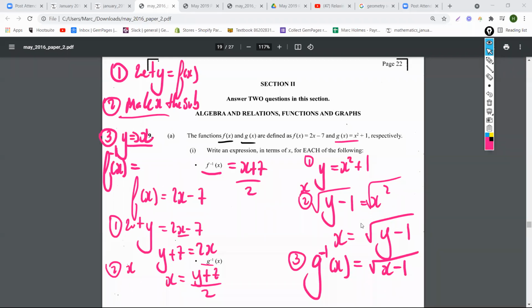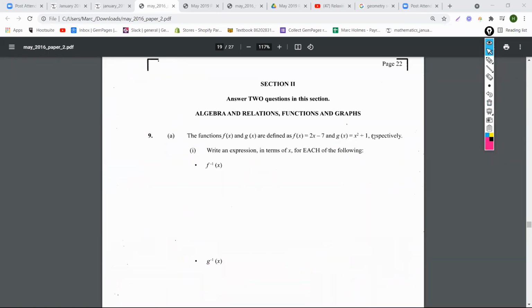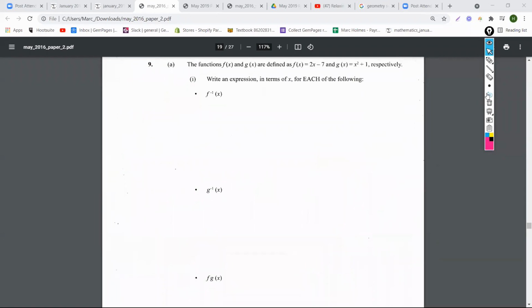So this one wasn't too bad, guys, just to find the inverse. If you don't remember this, I'll send a video into the group of how to find the inverse of a function. It's really not too bad. Cool. So we found the 2 inverses now.